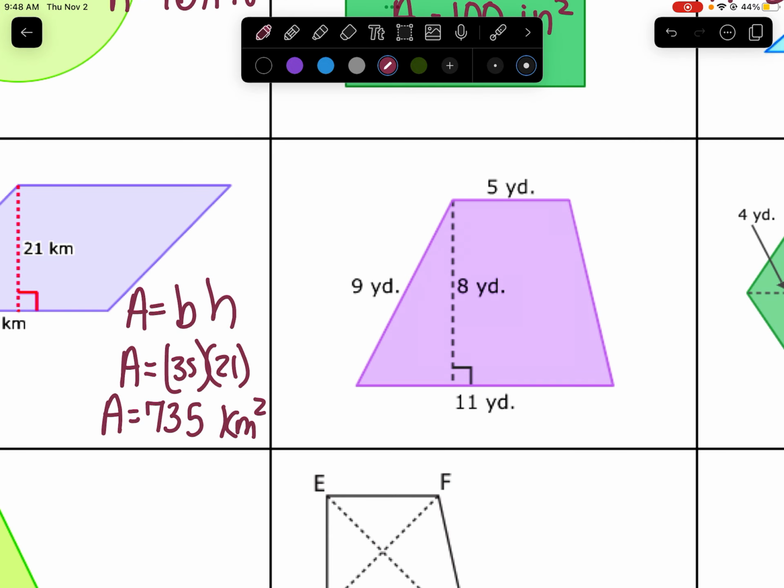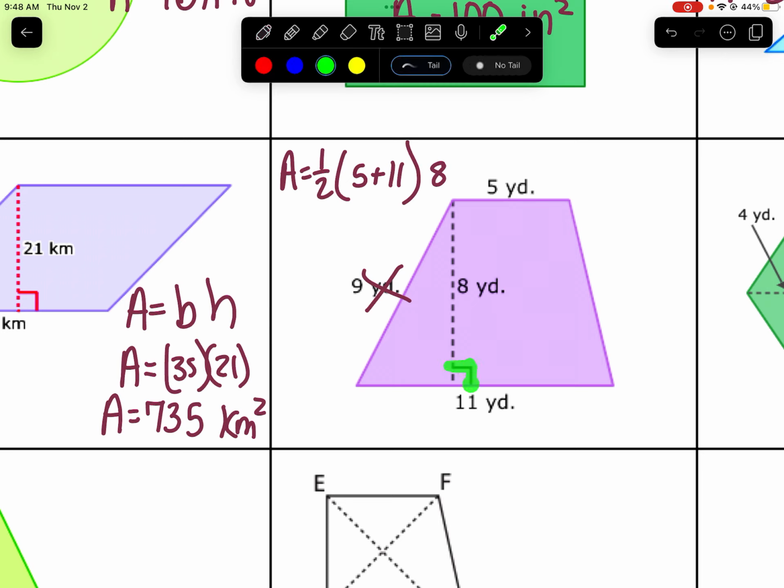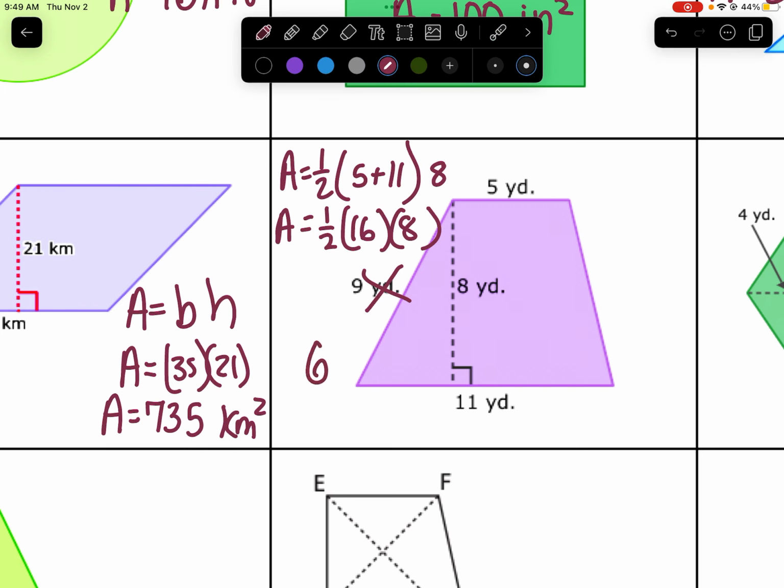Trapezoids, so much work, but here we go. Area is 1/2 base 1, 5, plus base 2, 11, times the height, 8. 9 is not the height, it's the length of the leg. The height is always going to be perpendicular to the base. And so our area is half of 16 times 8. Half of 16 is 8. 8 times 8 is 64 square yards.